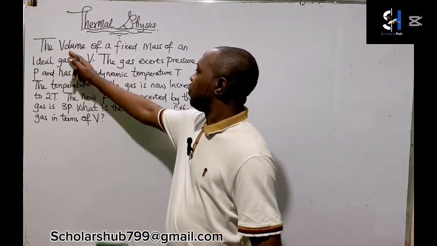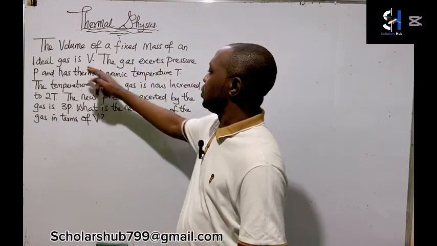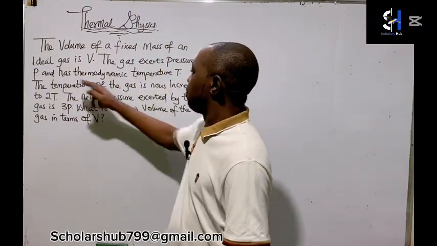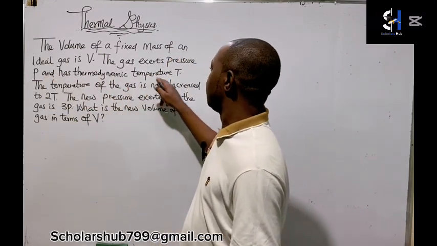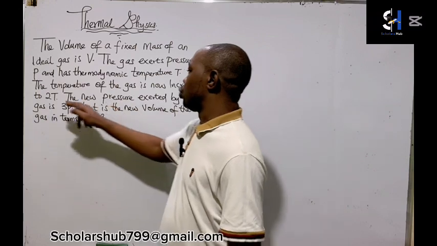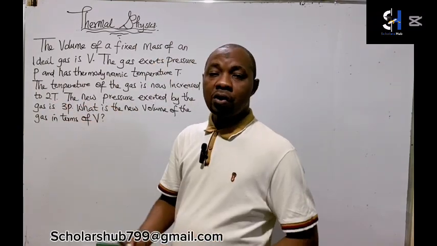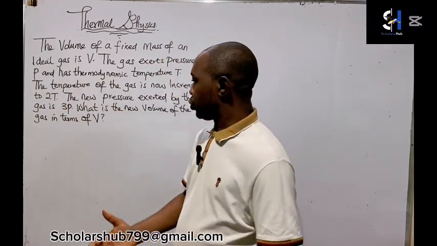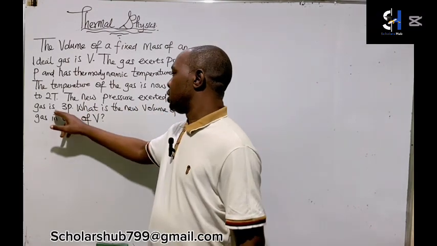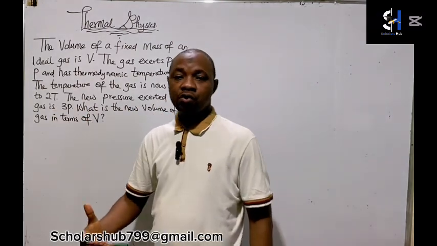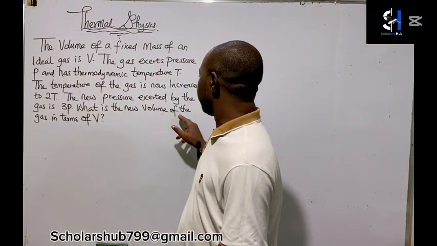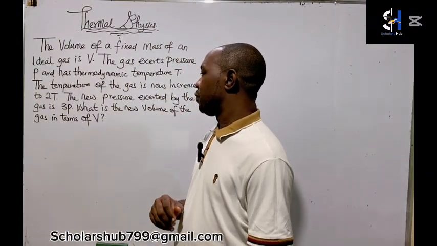Okay, so we have the volume of a fixed mass of an ideal gas is V. The gas exerts pressure P and has thermodynamic temperature T. The temperature of the gas is now increased to 2T. That means the temperature becomes doubled. The new pressure exerted by the gas is 3P. That means the pressure is tripled. So what is the new volume of the gas in terms of V?